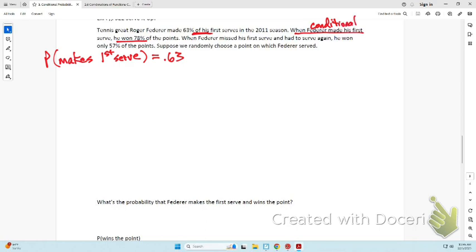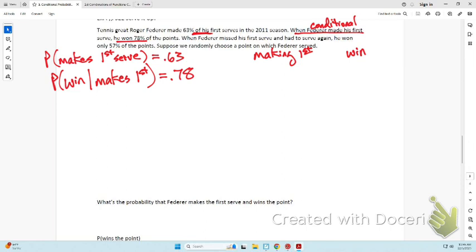That reads in probability world as, given he makes first serve, the probability of him winning is 78%. So we have two variables here, making first serve and winning. So those are our two variables, but that second sentence isn't just a plain old probability of 78%. And you should notice it when you make your table.